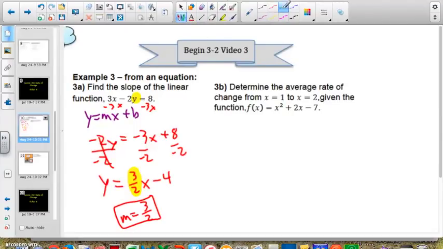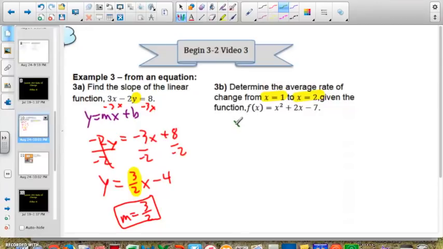Alright, it's going to be a little bit more complicated when we look at an exponential or quadratic. Remember, they're going to have to give us an interval that we are going to evaluate the rate of change on. In problem 3b, they give us the interval from 1 to 2. And then they give us the function. So what we're going to need to do is to plug these into the function to figure out what our ordered pairs are actually going to be.